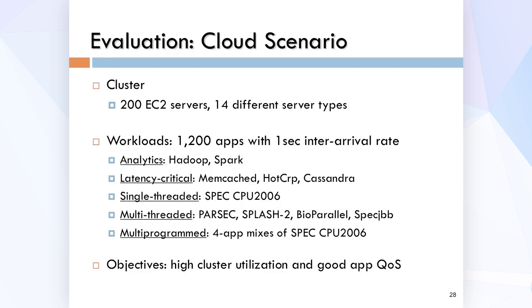So we've evaluated the system with a few different scenarios. I'm actually going to focus on a more general case here. So imagine you're a public cloud provider and you have 200 EC2 servers, and they have 14 different server types, server configurations. And 1,200 applications arrive in your system with 1 second inter-arrival times. And these are applications of different types, and they have performance targets that they have to meet. So they have QoS targets.